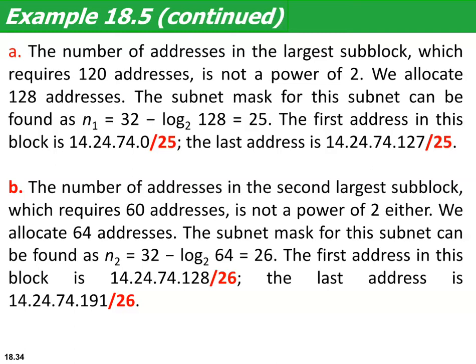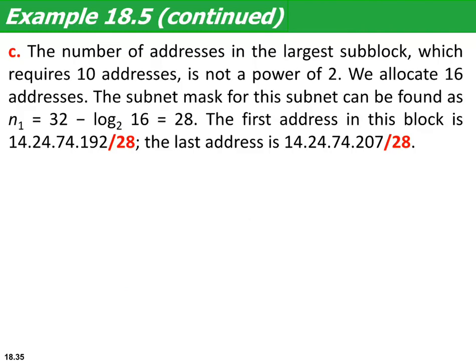Next we consider the second block with fewer addresses than 120, that is 60, which is also not a power of 2. So we allocate 64 addresses. The subnet is calculated, which is 26. The first address is obtained by making 32 minus 26, that means 6 bits, zeros, and the last address is obtained by making those 6 bits ones, so 128 and 191.